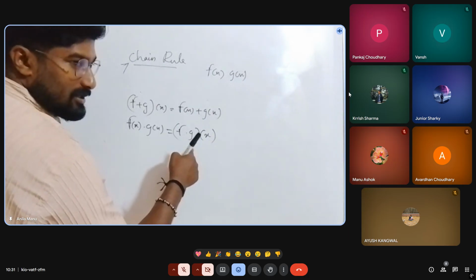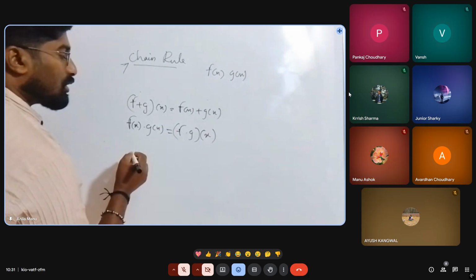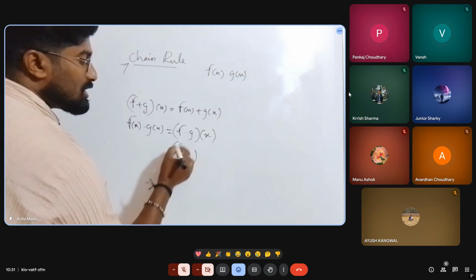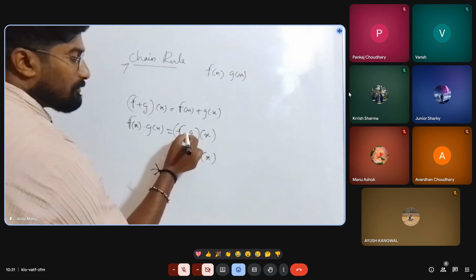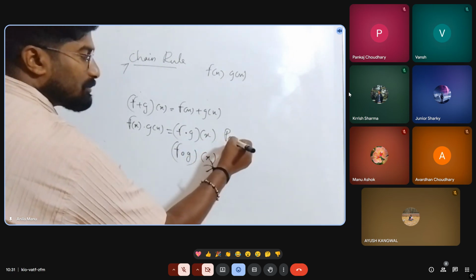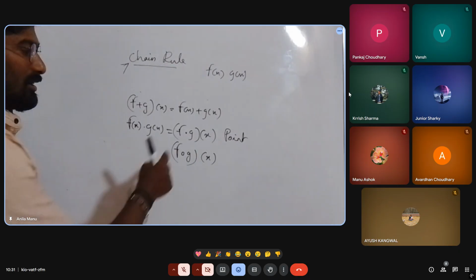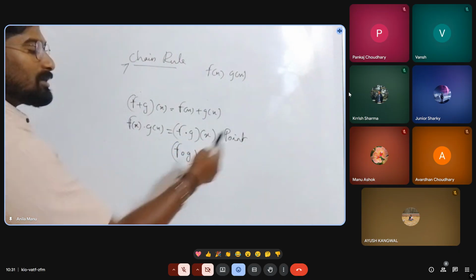It is a type of product. The other product is called composition, that is f composition g of x. Both are products. This is f dot g of x, which is point-wise multiplication. If you are not getting it, just note it down.